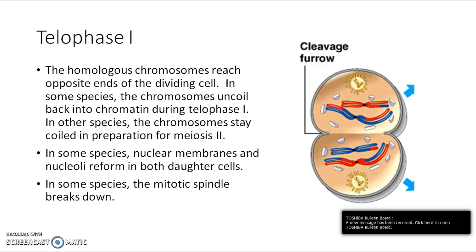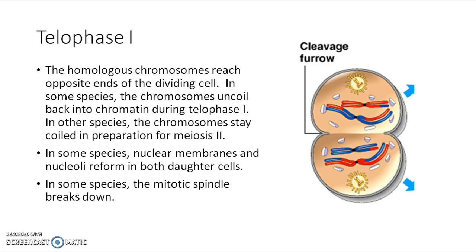Okay. During telophase 1, our homologous chromosomes are going to get to opposite ends of the dividing cell. Now, in some species, those chromosomes will uncoil back into chromatin. But in other species, the chromosomes will stay coiled, especially if in that species the cell goes straight into meiosis 2 and doesn't undergo interkinesis, the period of rest. Now, in some species, the nuclear membranes and nucleoli reform, especially if the cells are going to go through interkinesis. And again, the mitotic spindle will probably break down in the species that go through interkinesis.